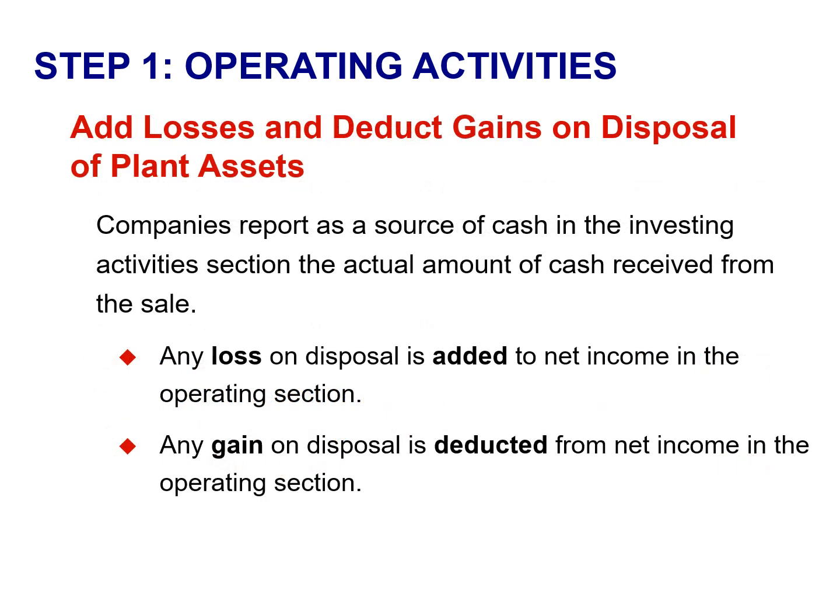All right, the next adjustment is we need to add losses and subtract gains on the disposal of plant assets. If a company sold property, plant, and equipment at a gain or loss, the amount of cash received would be classified as an investing cash inflow. Since all of the cash received is an investing cash flow, an adjustment must be made in the operating activities section to avoid double counting the gain or loss. Losses on sale of property, plant, and equipment are added, and gains on such sales are subtracted to convert net income to cash flow from operating activities.